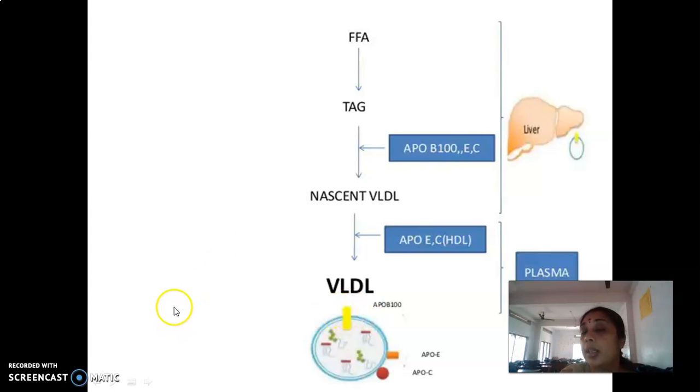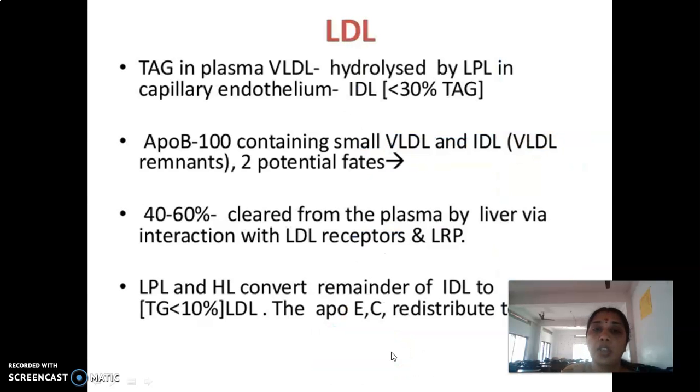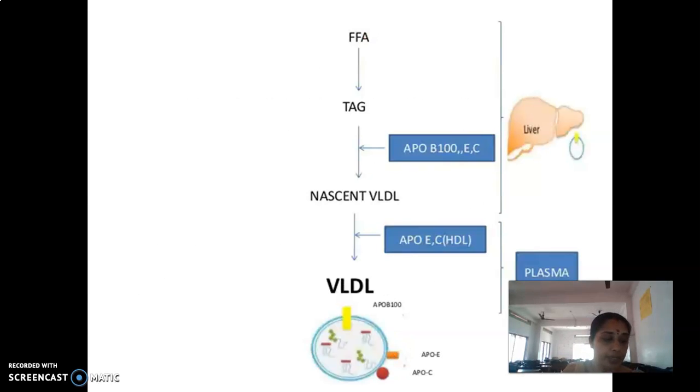ApoB48 is a product of the same gene, but it is in the chylomicrons. So ApoB100 is attached along with small quantities of ApoE and ApoC first. So it is known as nascent VLDL, followed by more and more addition of ApoE and ApoC, which is happening in the plasma. Right? So if the nascent VLDL formation happens in the liver, mature VLDL is synthesized in the plasma by the addition of more and more quantities of ApoE and ApoC.